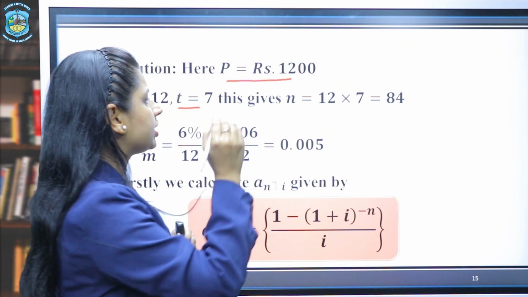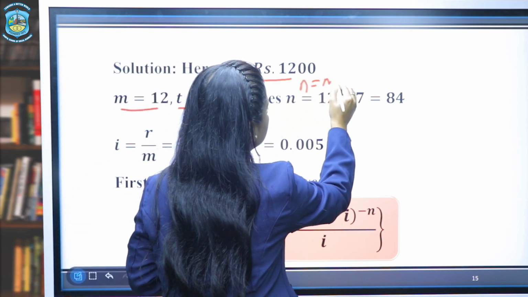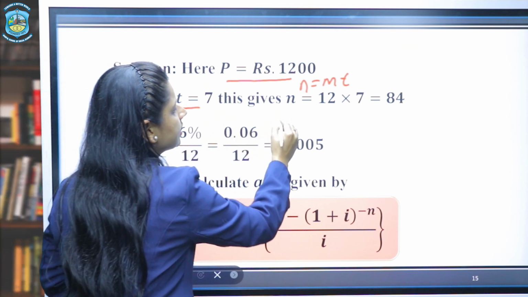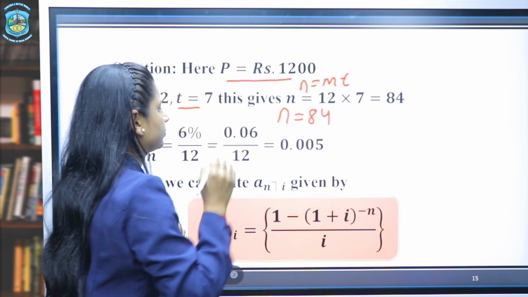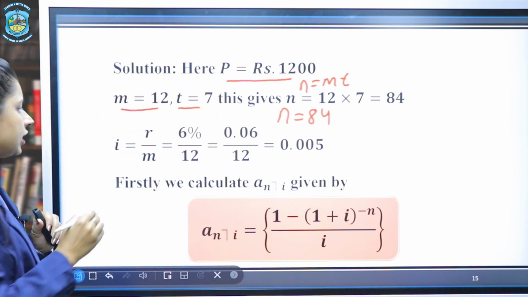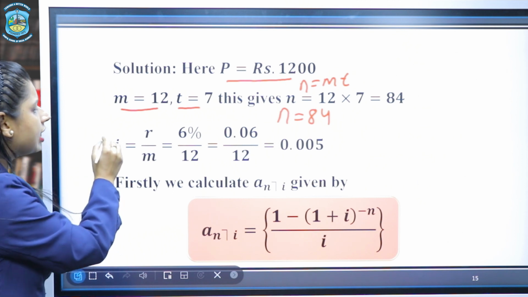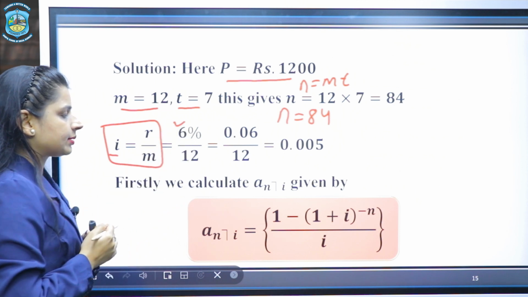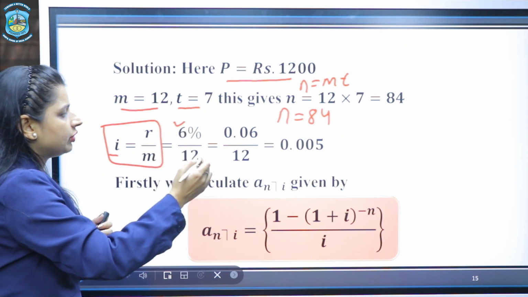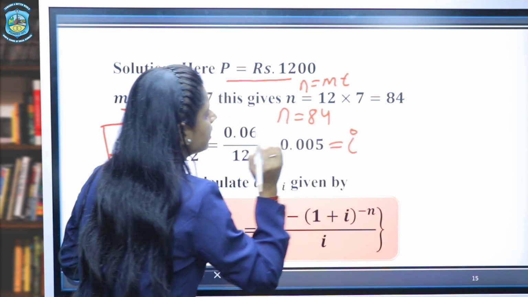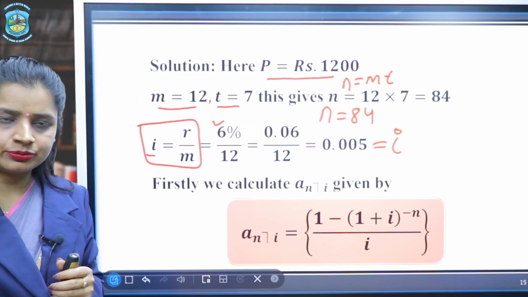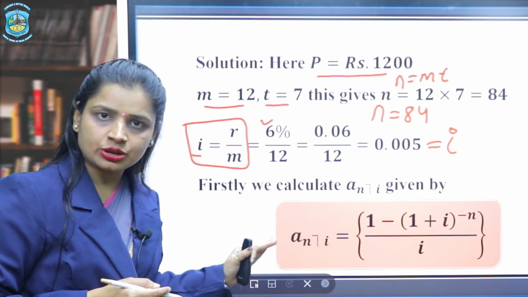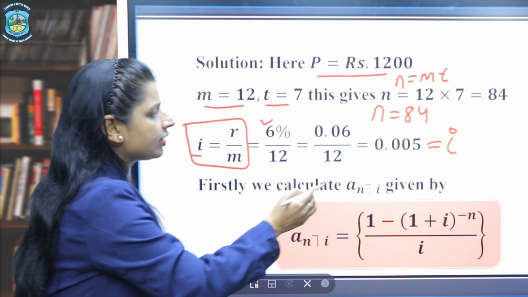So in this question, we have the value of P as rupees 1200, M is 12, T is 7. Now we can use the formula N equal to MT, so we get the value of N as 84. Now we have to calculate I. We use the formula I is equal to R by M. The value of R is 6%, M is 12, so we get the value of I as 0.005.